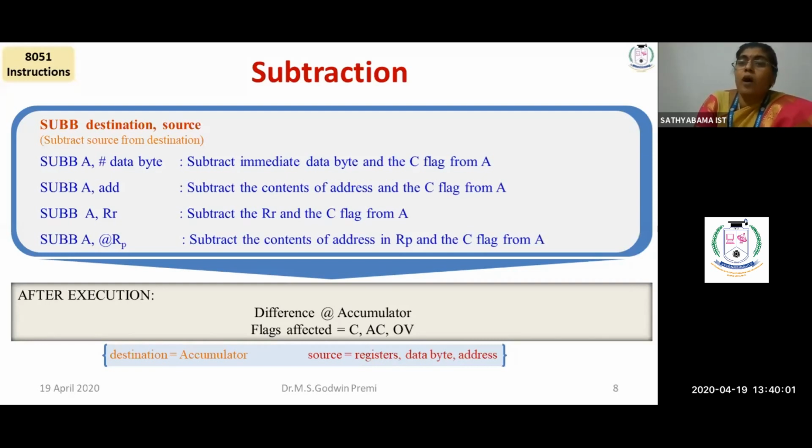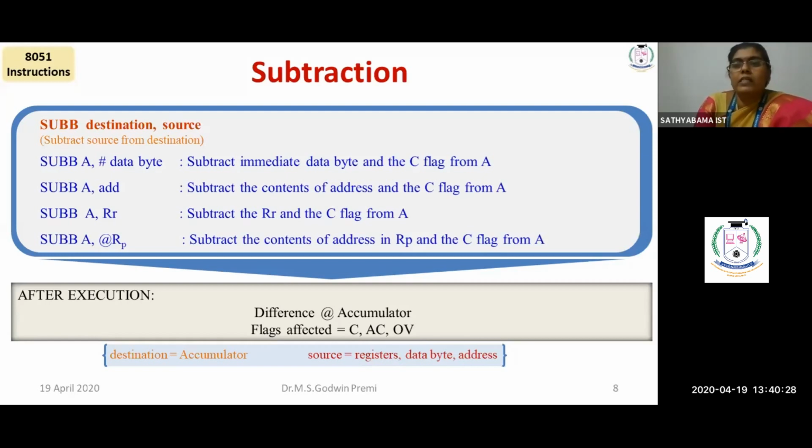So R0 and R1 hold the address, not the data. Let it be SUBB A, @R0. So R0 is holding 40. That means 40 is the address. So the memory address 40, what is the content available? That has to be subtracted from A, as well as the carry bit has to be subtracted from A. That is the meaning of this instruction.